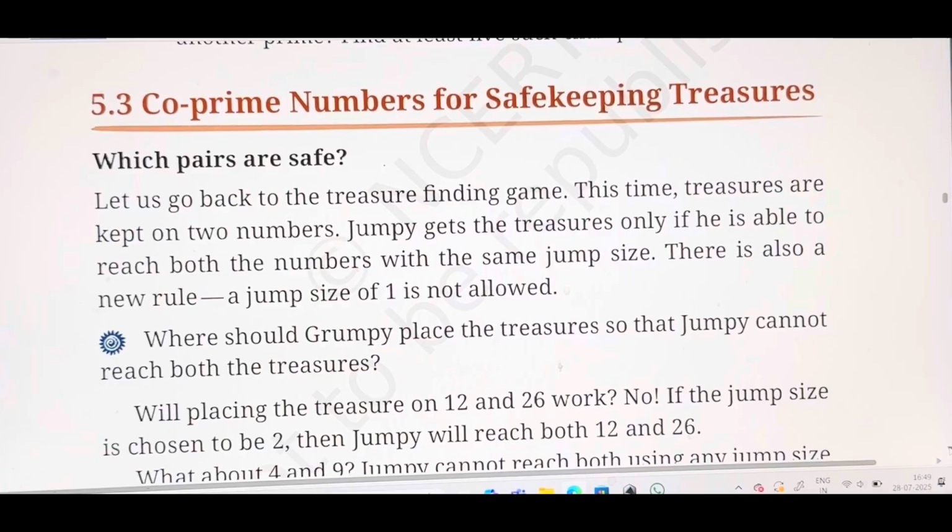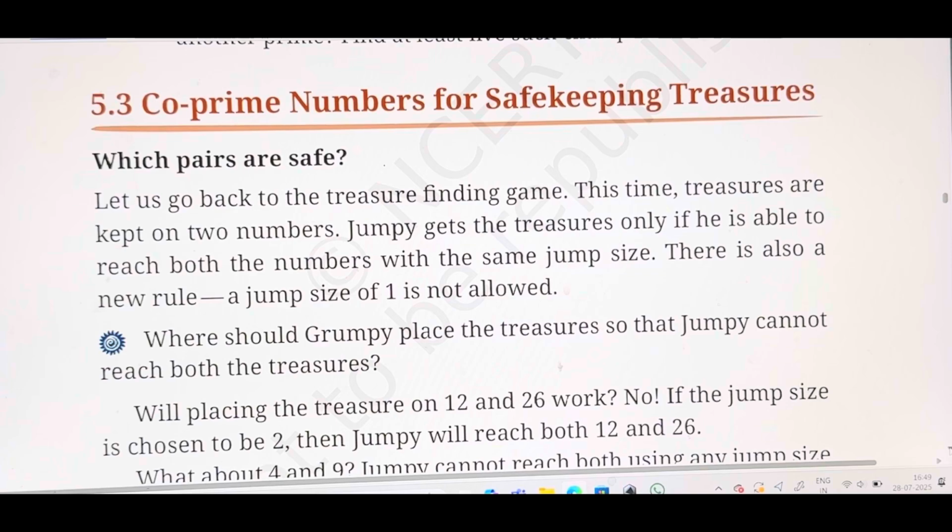In this video, we are going to continue with chapter number 5, Prime Time of Grade 6 Mathematics of the new NCERT textbook, Ganita Prakash. So here, co-prime numbers for safe-keeping treasures. You remember Jumpy and Grumpy, right? Again, they are going back to the treasure finding game. So which pairs are safe, right?